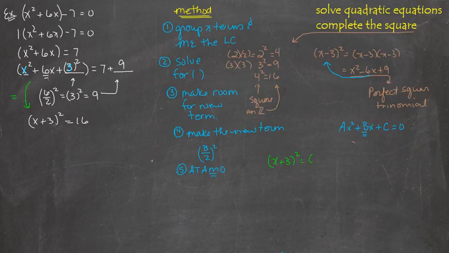Well, what is that? That's x plus 3 times x plus 3. Rainbow: x squared plus 3x plus 3x plus 9, which equals x squared plus 6x plus 9. Isn't that the exact same thing I have here? I have x squared plus 6x plus 3 squared, which is the same thing as 9. So it's not really magic.